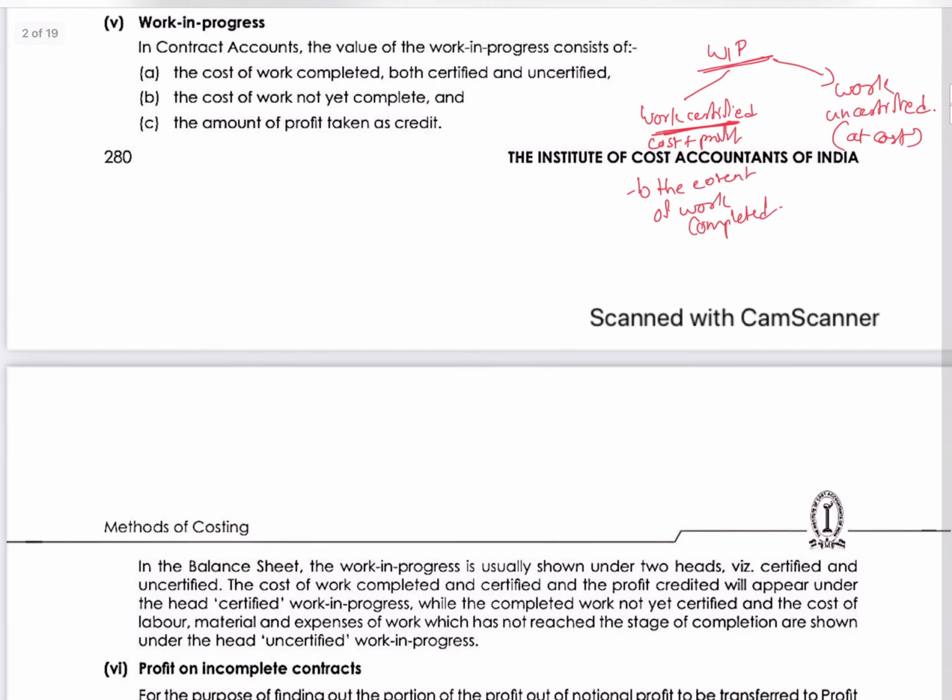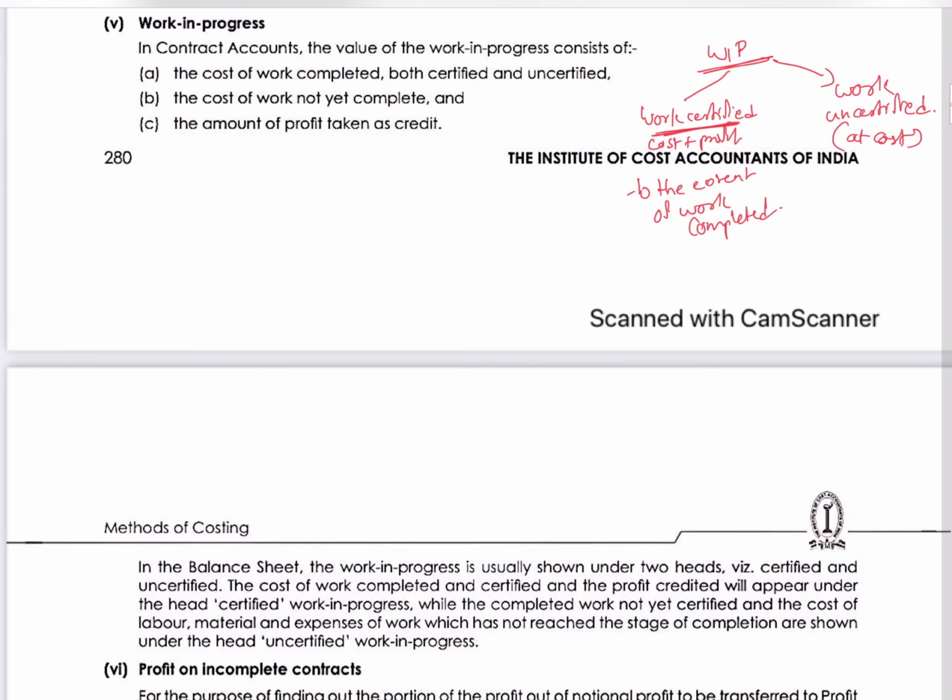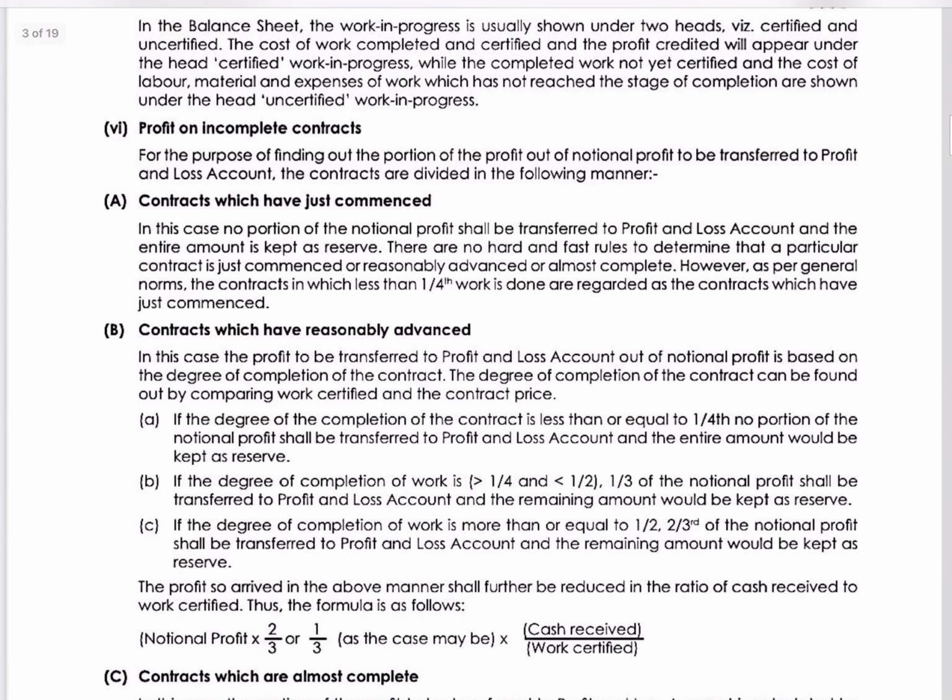Okay. And the third one, the amount of profit taken as credit, whatever notional profit we have included. But normally you will come across work in progress having these two, work certified and work uncertified. Okay. Then profit on incomplete contracts. After verifying the work certified, the amount of work completed, and on that basis the amount a contractor should receive, and against that all the costs he is netting off, whatever profit he finds, that is profit on incomplete contracts.